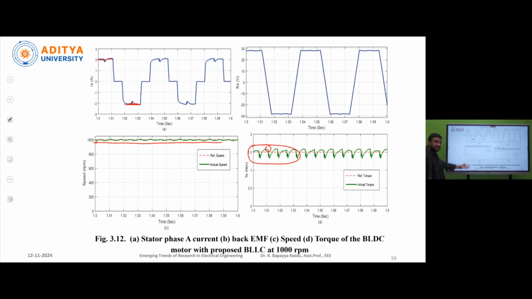Whenever the motor is running at 1000 RPM, here also after injecting the additional voltage through these additional voltage sources, the stator current ripple will be decreased. At the same time, the torque ripple will also be decreased. Okay. Are there any doubts?